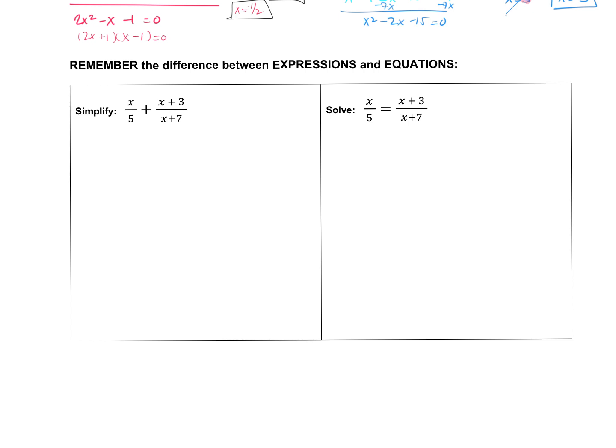Now this last little box here is what I want you to look at. Remember the difference between expressions and equations and so forth. That might help you. You really need to pay attention to which one you're doing so that you are following the right rules for them. The best way I can say this: when you're simplifying, you want one fraction. When you're solving, you want to know what x is. Okay, so make a single fraction here.